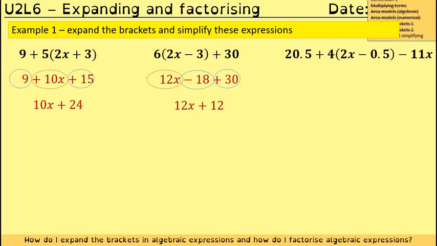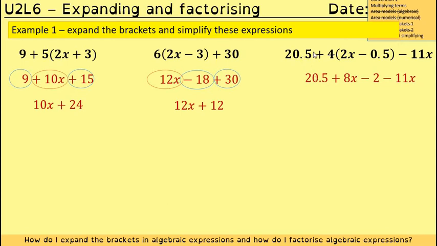We have 20.5 plus 4 multiplied by 2x minus 0.5, take away 11x. So we have a multiplication here that we need to complete before we start adding and subtracting things. So when I multiply out those brackets, I'm going to get 20.5 plus 8x, because 4 multiplied by 2x is 8x, take away 2. Because we have the positive 4 multiplied by the negative 0.5, and that gives negative 2. And then the take away 11x is still here. We haven't done anything to that yet.